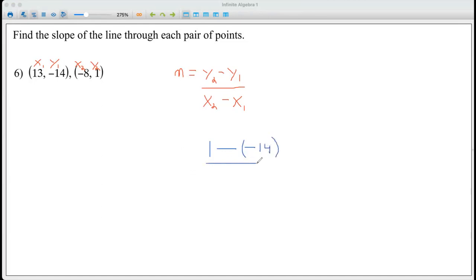Over negative 8, that's your x2, minus 13. Two negatives make a positive, so that's 1 plus 14, which is positive 15. Negative 8 minus 13 is negative 21. Oh, 3 goes into both of these numbers. So reduce this fraction by 3, dividing both numbers by 3, and we get negative 5/7. There you go. I think that'll be it for this one. I'll just clear all these out.